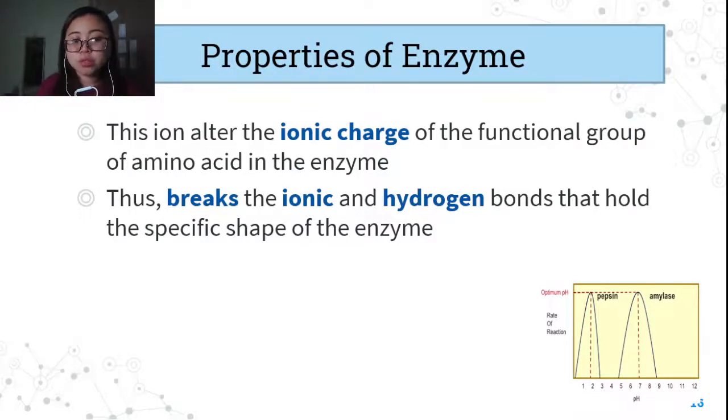And thus, it could break the ionic and the hydrogen bonds that hold the specific shape of the enzyme. Remember what I mentioned earlier. For a protein to maintain its tertiary and quaternary structure, there are bonds other than peptide bonds such as ionic, hydrogen, disulfide, van der Waals, etc., other bonds that hold the protein molecule together. So when the pH value changes, concentration of hydrogen ion changes, ionic charge of the functional group will be altered, and thus, you could break the ionic and the hydrogen bonds.